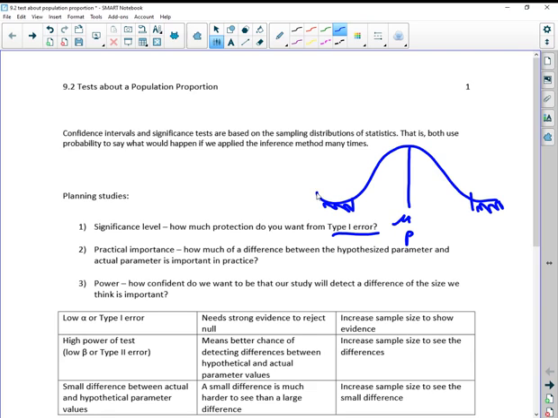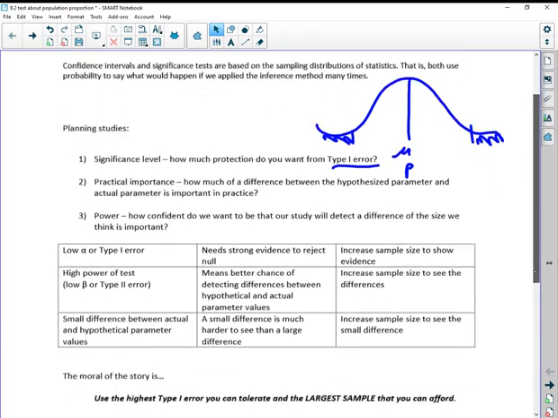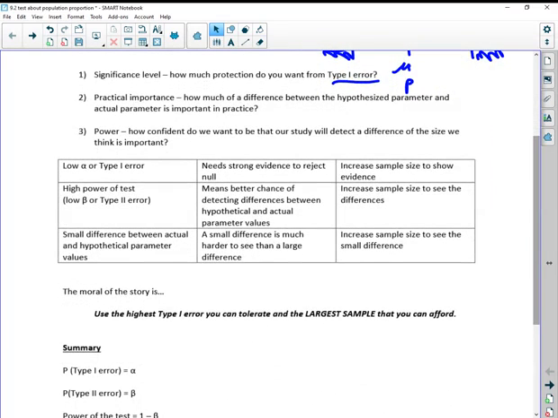So basically, if you look at this table about the different situations, if you want a low alpha, alpha being the same as type 1 error, alpha is the probability of your type 1 error. If you want to improve this, you want strong evidence to reject your null, meaning you need to have a lot of data, then increasing your sample size is going to help you do that.